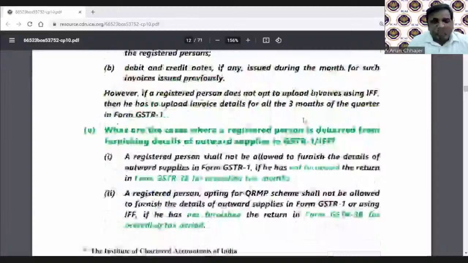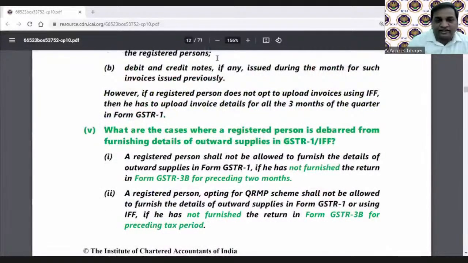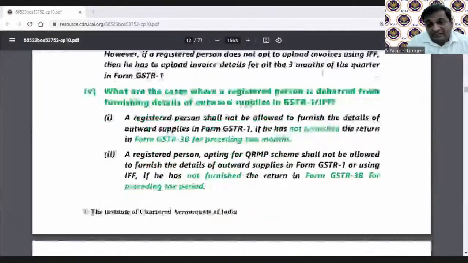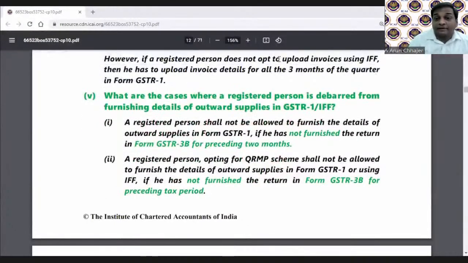Any other question on the IFF? What are the cases where the registered person is debarred from furnishing the details of the outward supply? Important, you may ask theoretical question. When the supplier is debarred from GSTR 1 or IFF, the point number 1, registered person shall not be allowed to furnish GSTR 1 if he has not furnished the 3B for the preceding 2 months.